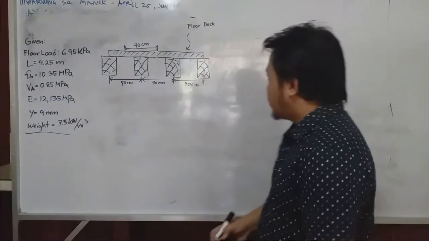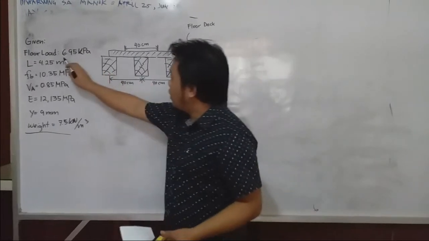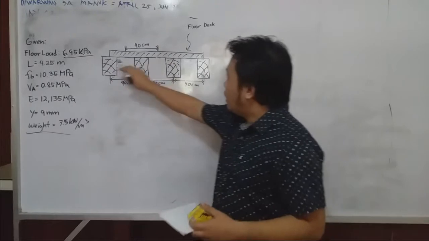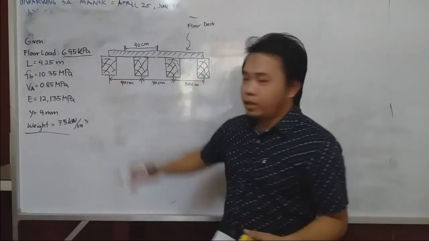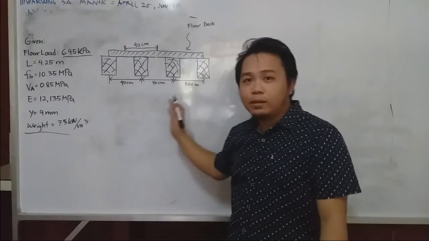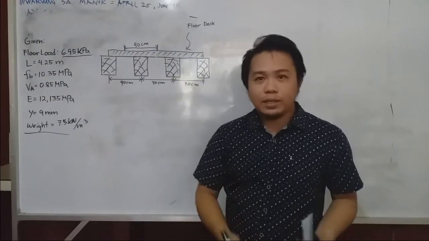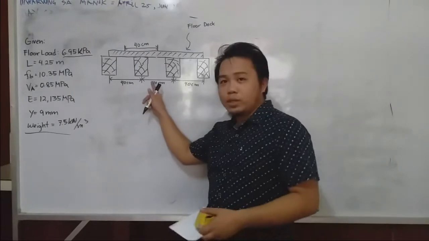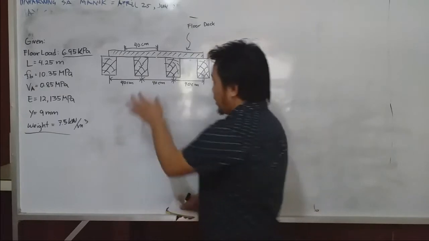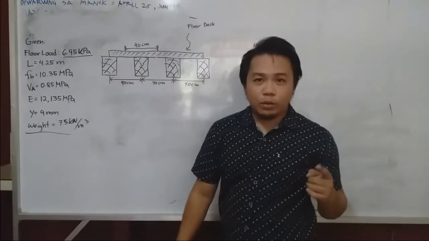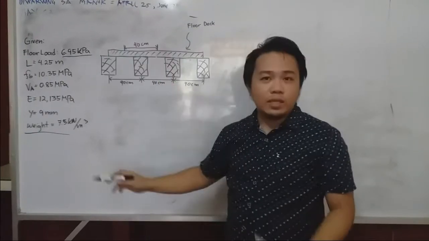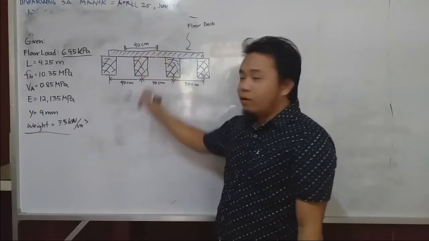First things first, using the given floor load. As you can see, this 6.95 kilonewton is in terms of pressure, which means that this is for the entire floor. But during our analysis, we will only consider one floor joist. So out of 6.95, only a portion is accounted for one floor joist. So we need to calculate that for this specific distance, which is the spacing of 40 centimeters.